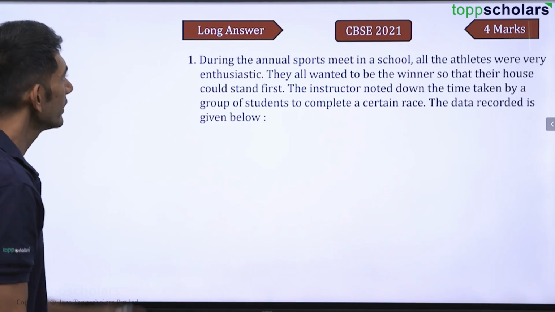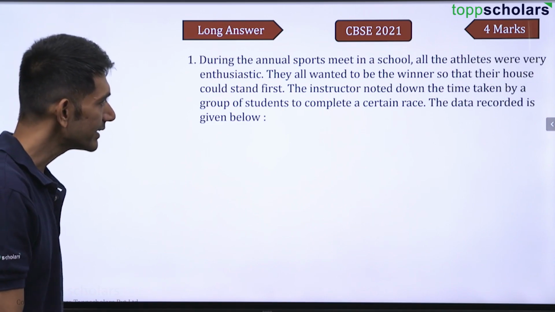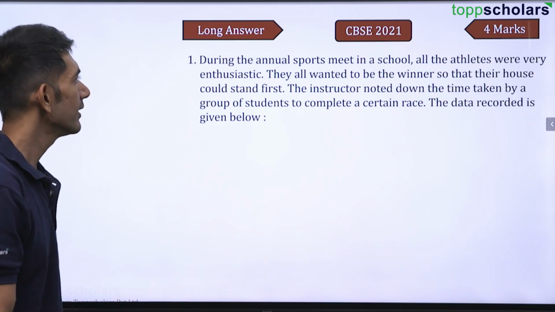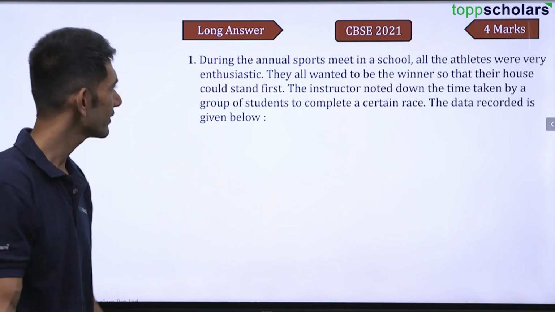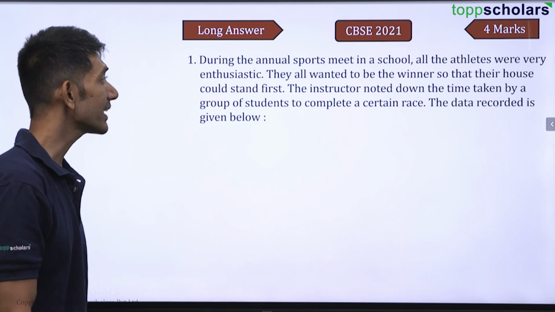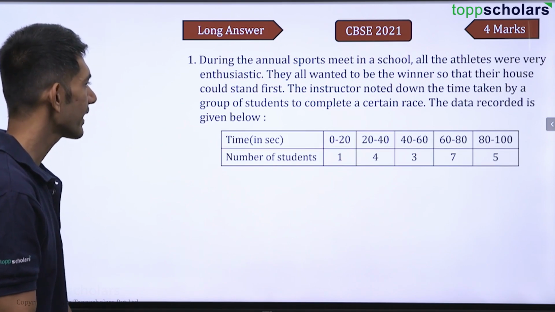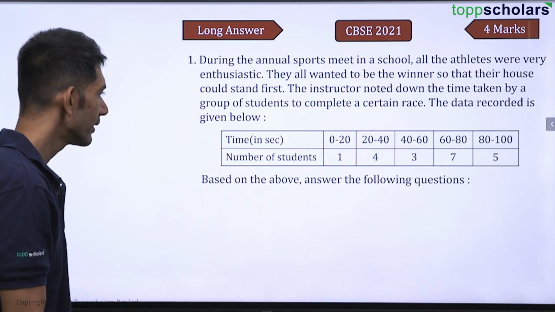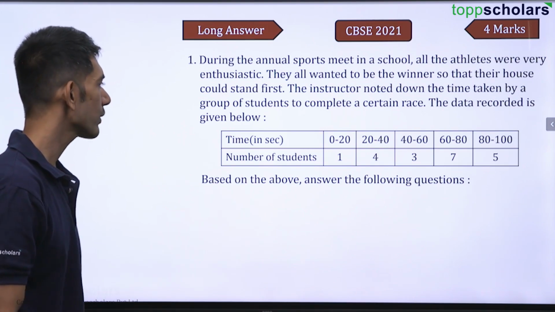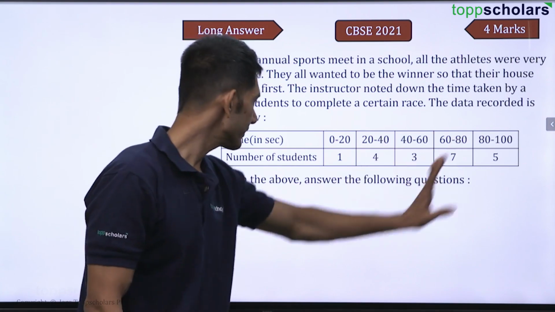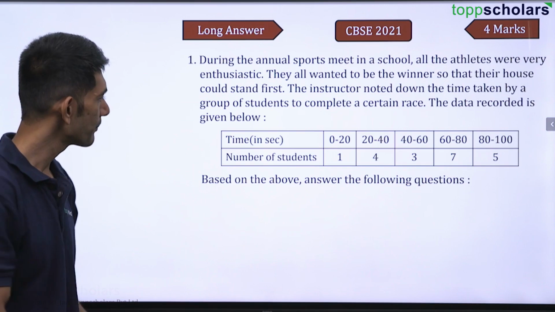So the question says, during the annual sports meet in a school, all the athletes were very enthusiastic. They all wanted to be the winners so that their house could stand first, obviously. The instructor noted down the time taken by a group of students to complete a certain race. So this is the data recorded. Based on the above data, answer the following questions. So these are the time in seconds, and these are the number of children, right? You can also call them athletes.